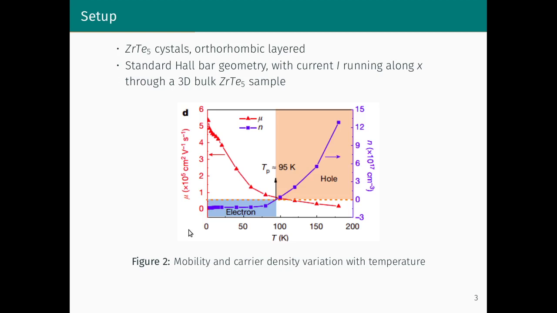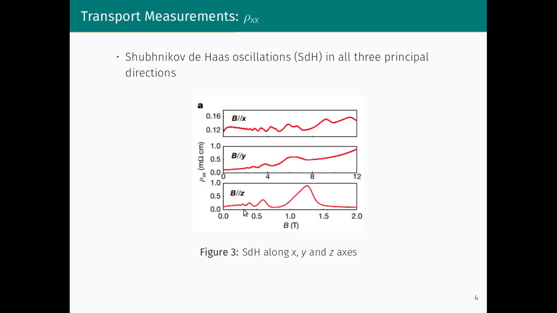We are mostly dealing with the low temperature regime, where we have a small density of electrons, but they have very high mobility. So this is one of the reasons why we are taking this sample, because it provides very high mobility of electrons at very low temperature. So our measurements would mostly be based around this temperature range.